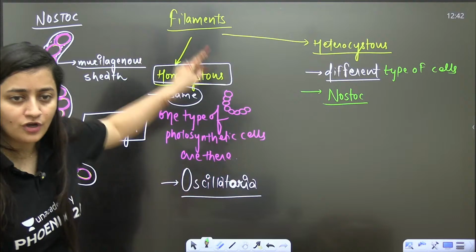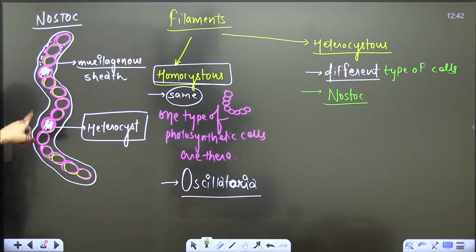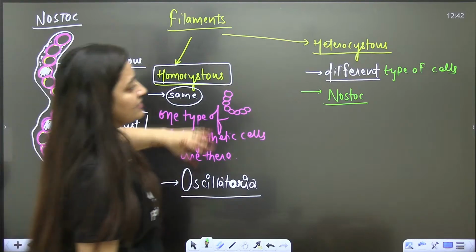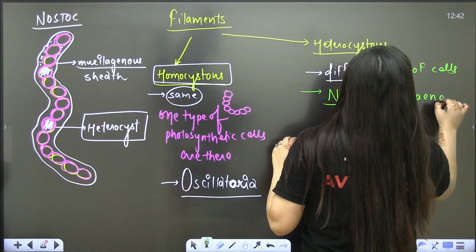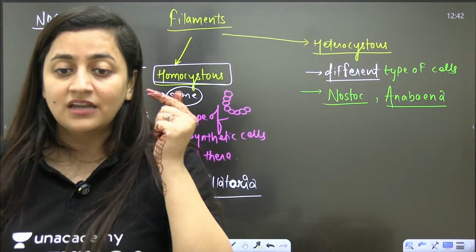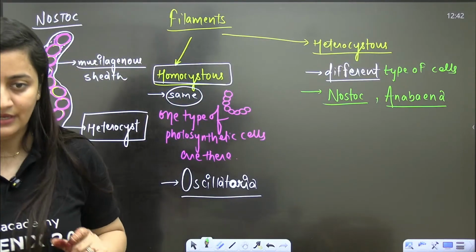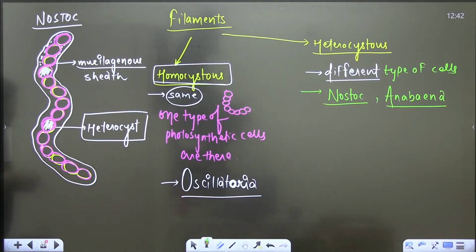The example is Nostoc. See this Nostoc. It has some heterocysts also. So Nostoc and Anabaena are examples, as they have different types of cells. We are calling it heterocyst. Now, what is the meaning of heterocyst? That is important, right? What is the meaning of heterocyst here?